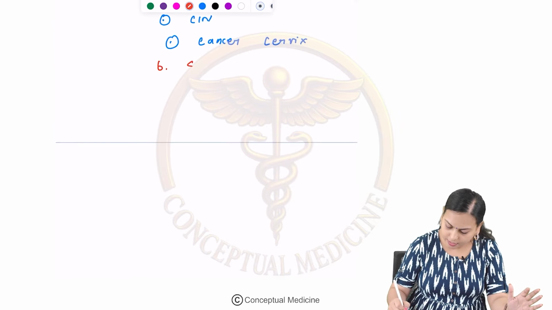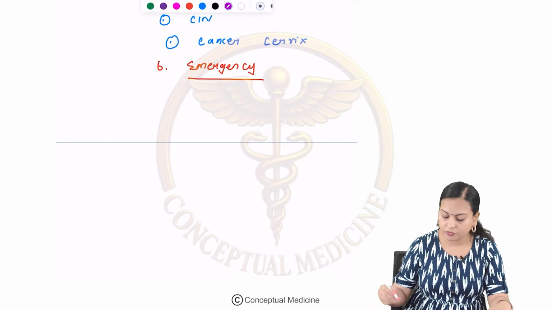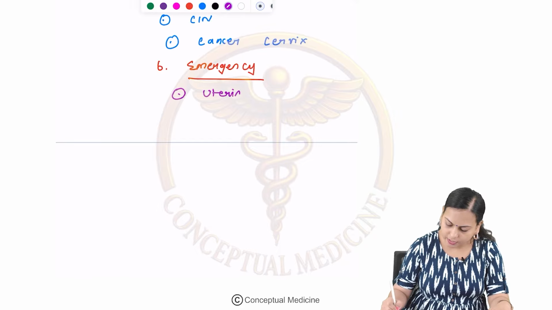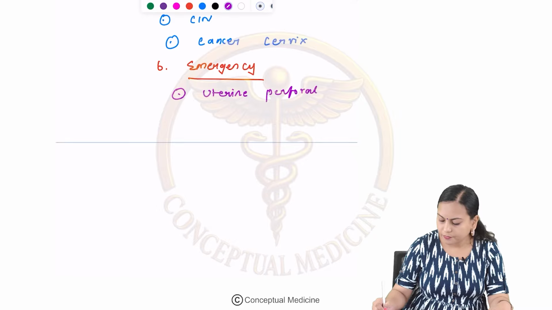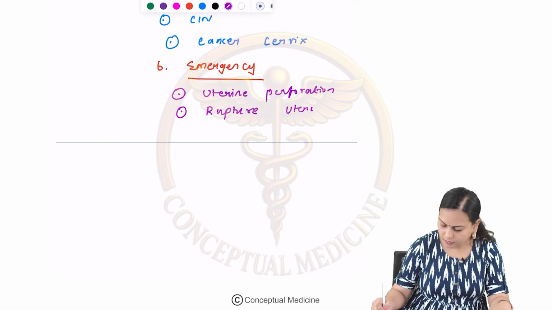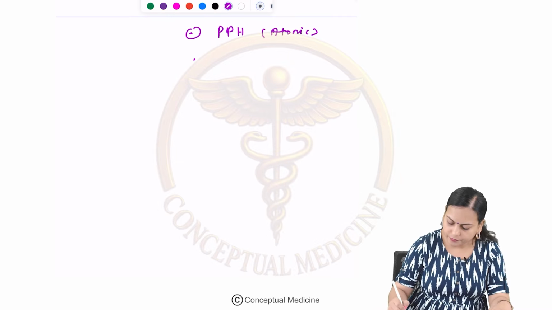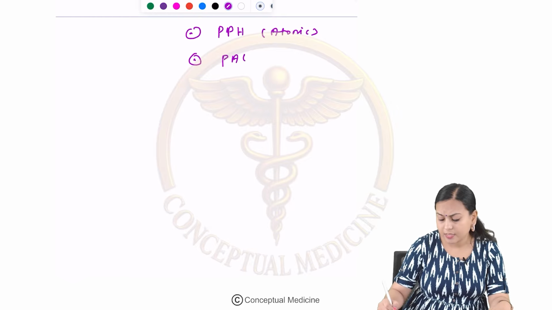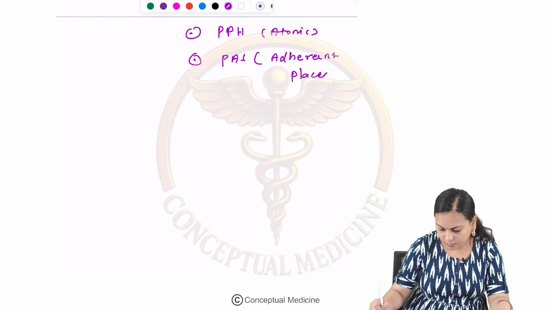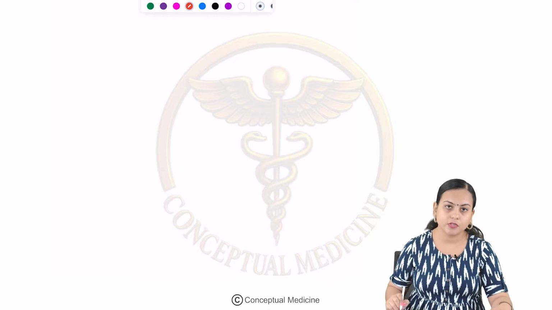So it can be required as an emergency condition also in certain conditions where there is uterine perforation or rupture uterus, post delivery also when there is atonic PPH. Clear? Now let's discuss the steps of hysterectomy.